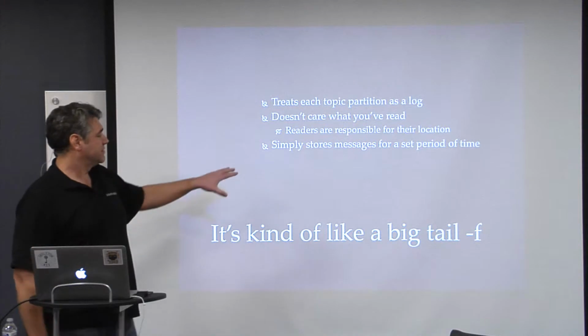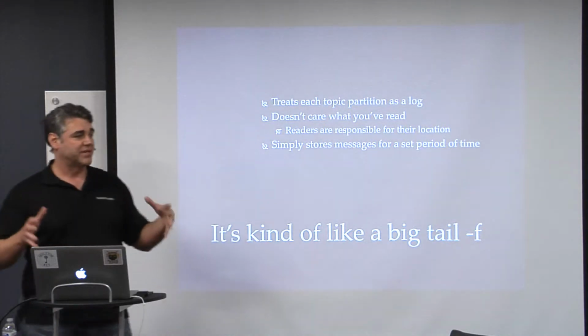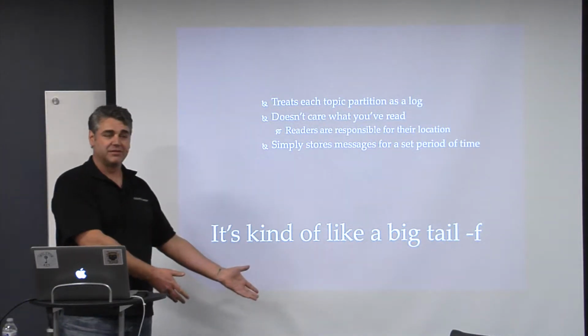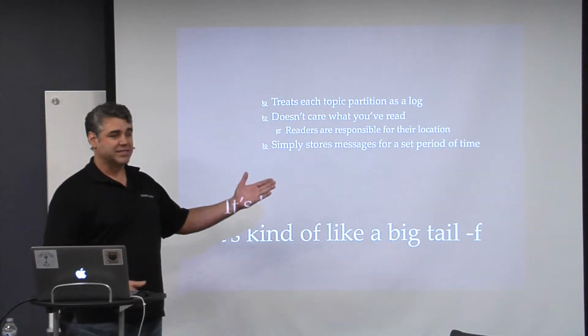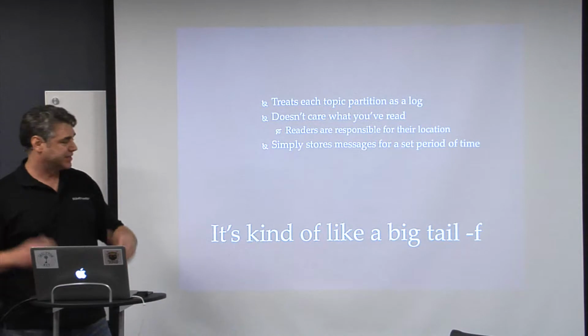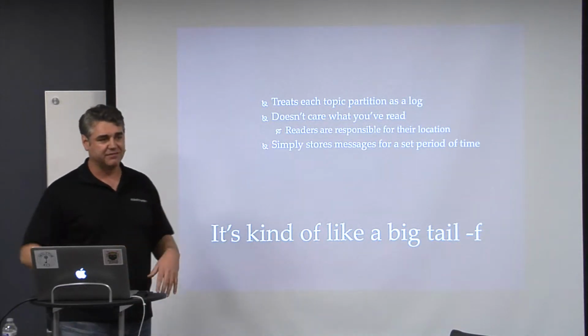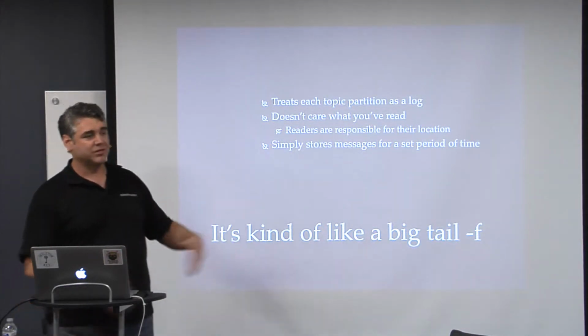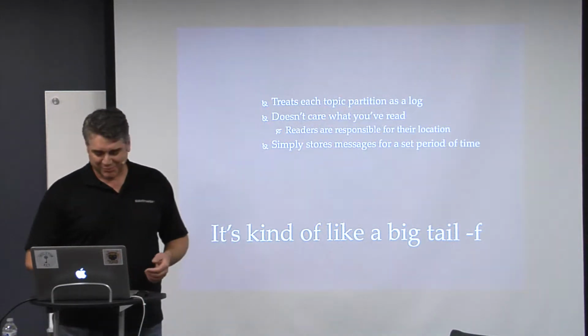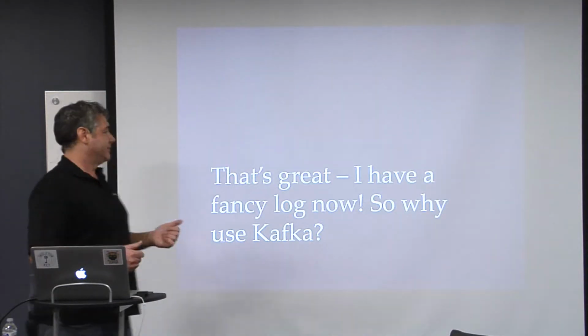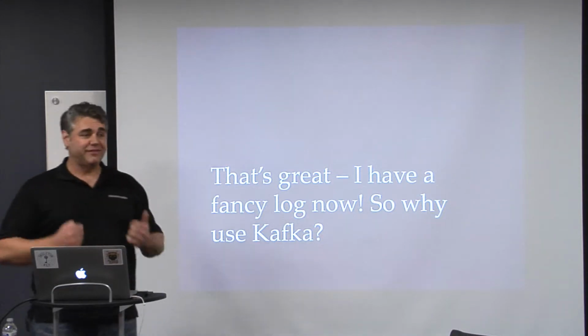Basically, Kafka's purpose is to simply store the messages for a set amount of time, like your log file. If you have a log rotate going, you get one day, it rotates, and after seven days normally, it falls off. If Kafka doesn't have it anymore, it's not there. If you didn't read it in time, well, it's gone. So that's great. You have a really fancy log now.